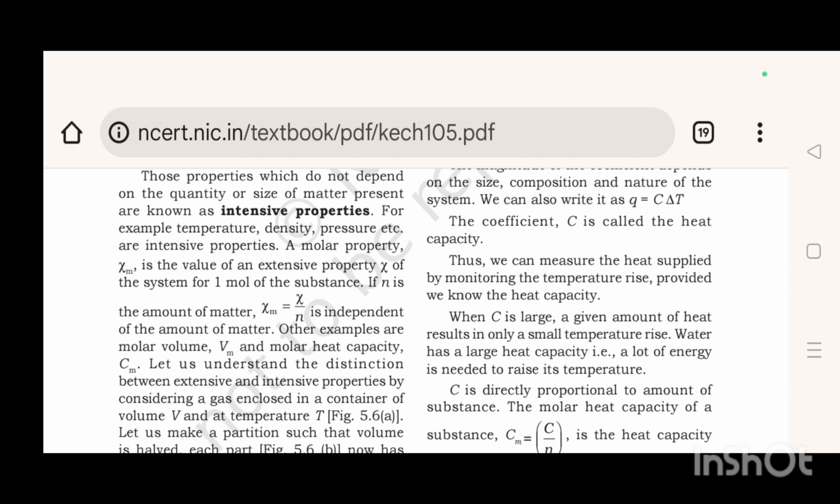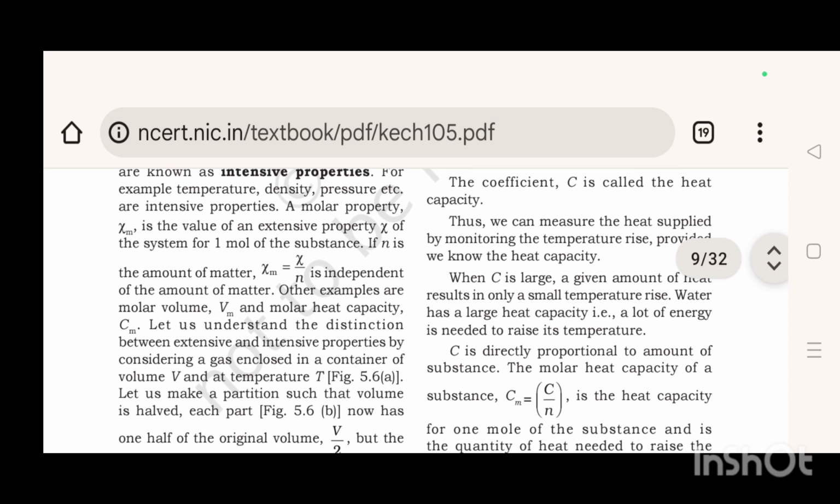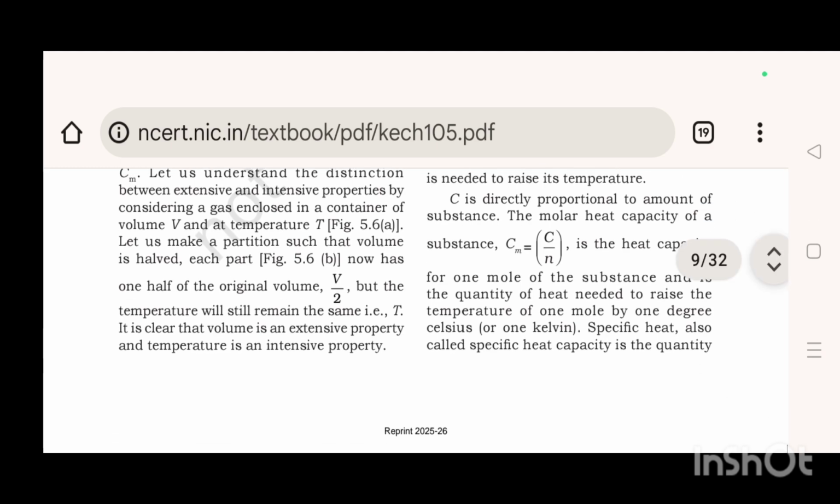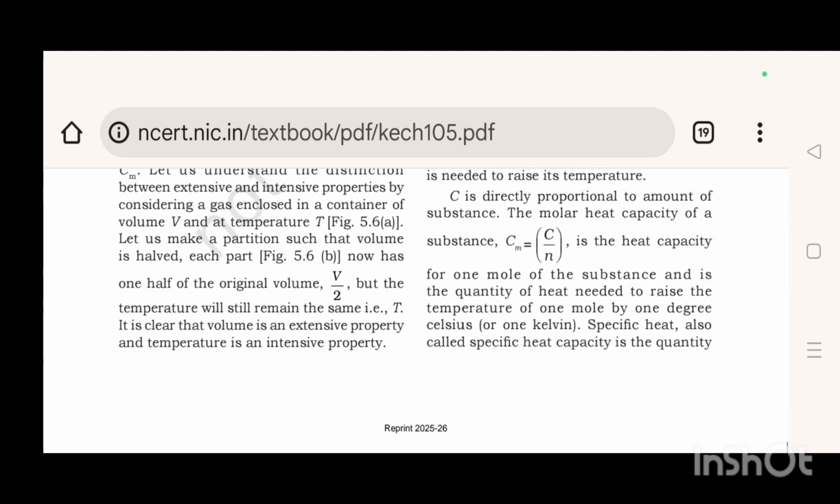Let us understand the distinction between extensive and intensive properties by considering a gas enclosed in a container of volume V and temperature T. Let us make a partition such that the volume is halved. Each part now has half of the original volume, V by 2, but the temperature will still remain the same, T. It is clear that volume is an extensive property and temperature is an intensive property.